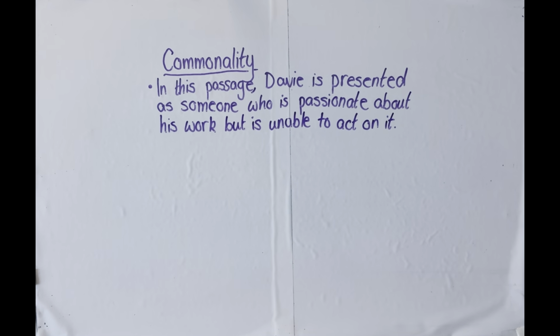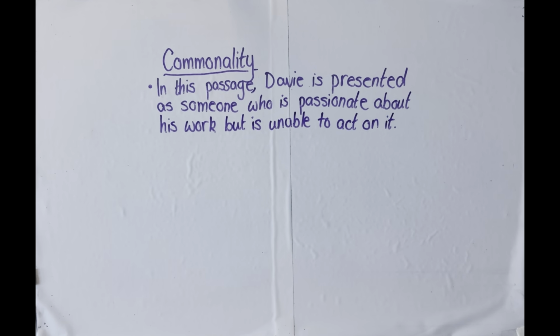So the next one I'm going to do is from Sailmaker. The question is, by referring to this passage and elsewhere in the play, explain how the character of Davy is presented. So obviously we have to start off by writing commonality, and then we have to have our first bullet point about what Davy is like in the passage. So in this passage, Davy is seen to be passionate about his work, but unable to act on his skills.